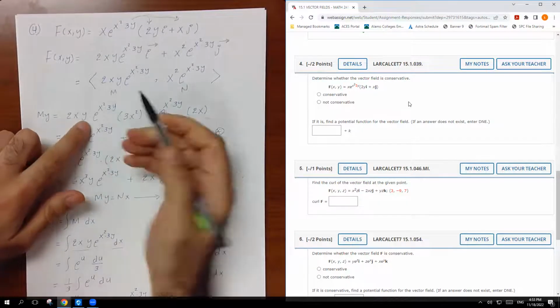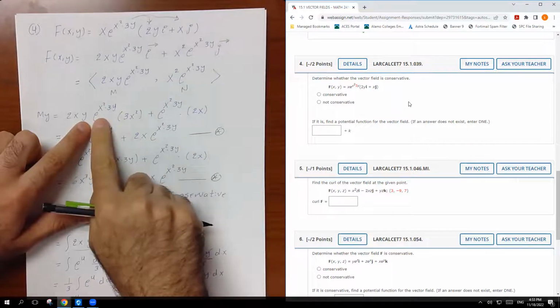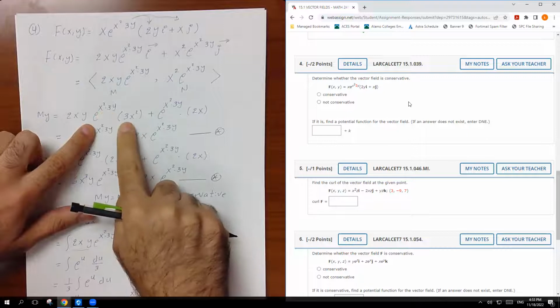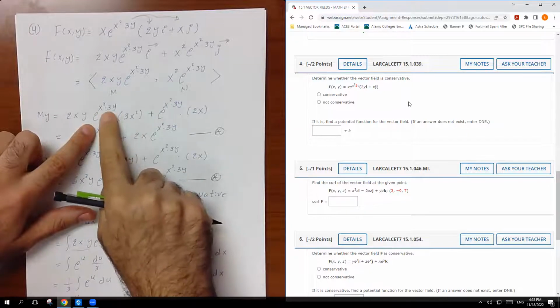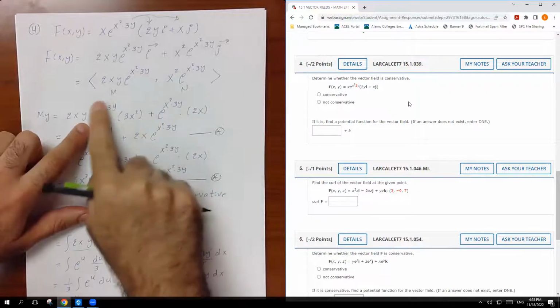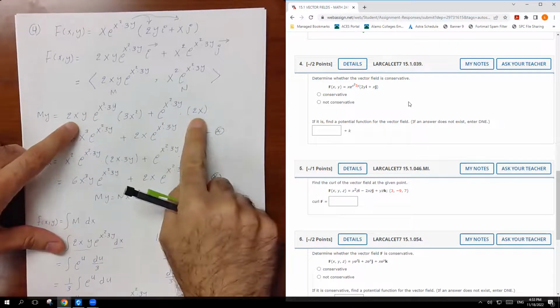So the first one times the derivative of the second one, which is the derivative of the exponent with respect to y. So with respect to y, 3y means only 3, so it's going to be 3x squared. Plus the second one times the derivative of the first one with respect to y, so it's going to be 2x.